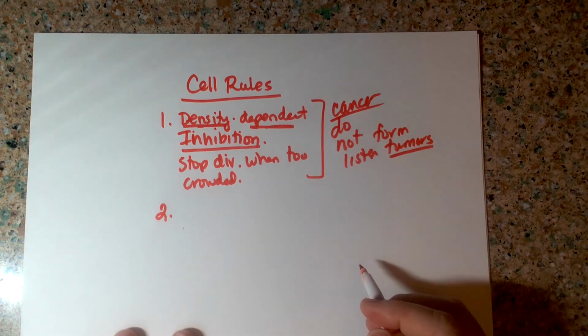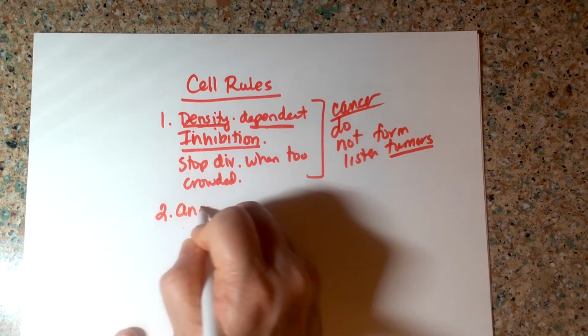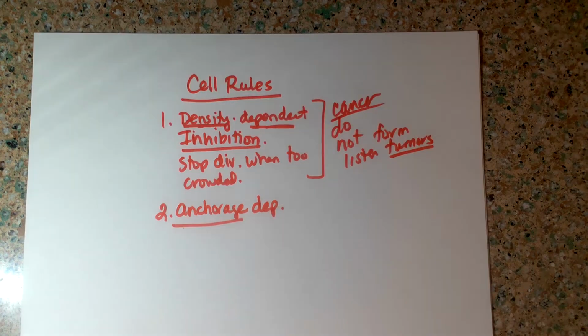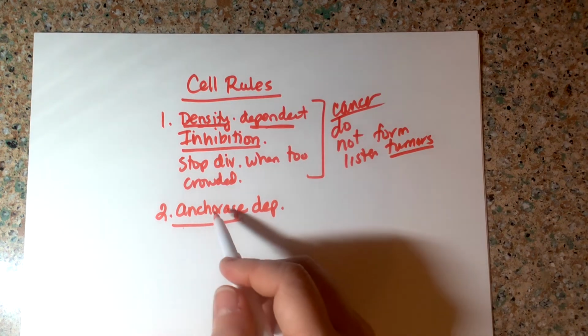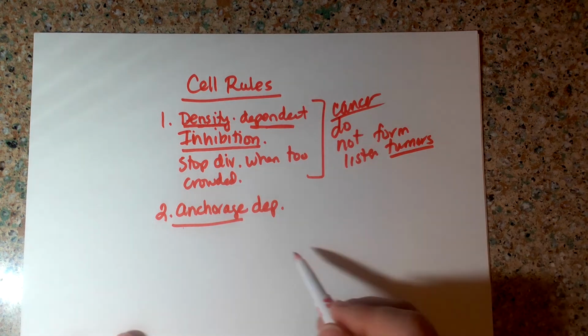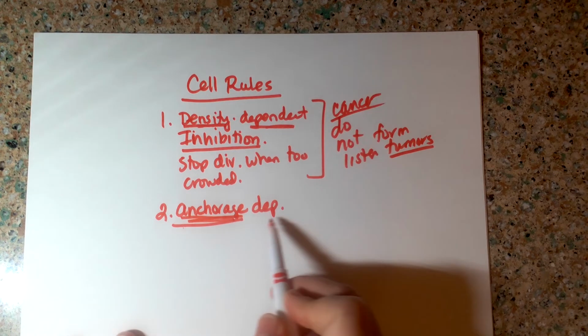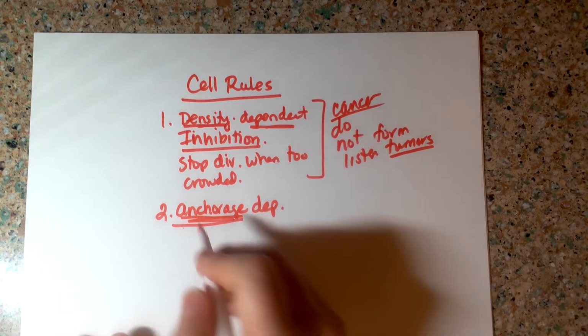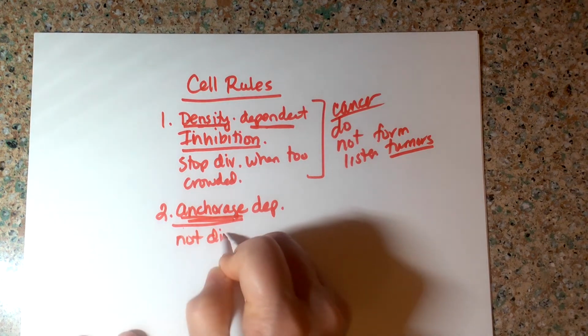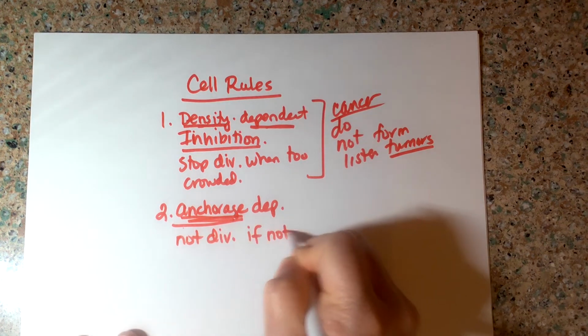Second thing is there's something called anchorage dependence. Okay, and anchorage means to be attached to something. So most cells, most cells, because some of your red blood cells and some other ones are free flowing, but most cells have to be anchored in order to live. So most cells will not divide if not anchored in the body somewhere.